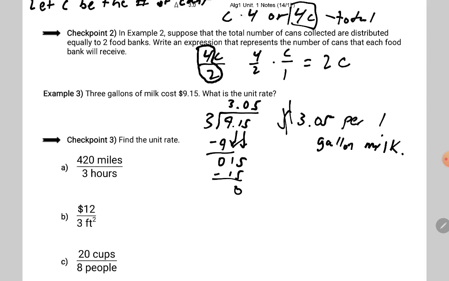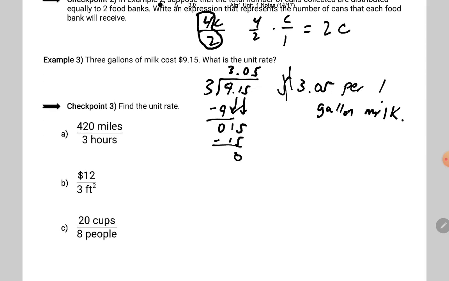Okay, let's see. 420 miles in 3 hours. Find the unit rate. So they want this bottom number to become 1. So what you do is you just do division. 420 divided by 3. That is 14 miles for 1 hour.